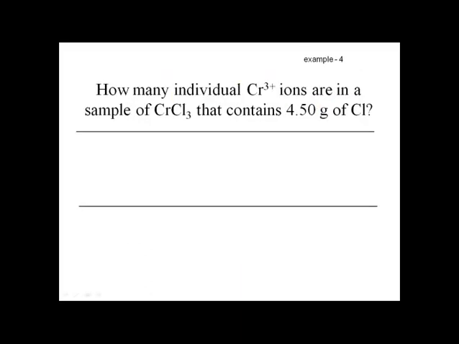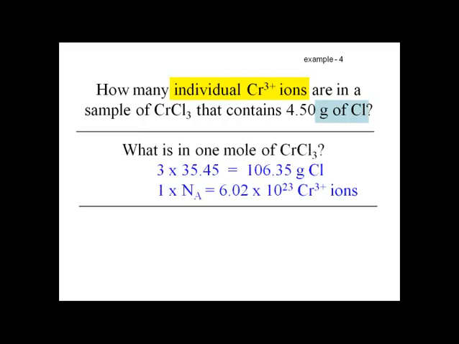Our final example asks how many individual chromium ions are in a sample of CrCl3 that contains 4.50 grams of chlorine. Reading the problem shows we need to convert from grams of chlorine to individual chromium ions. Asking about individual ions or atoms instead of moles of that element is an indication that Avogadro's number will be used. We use our chemistry knowledge to ask what is in 1 mole of compound.